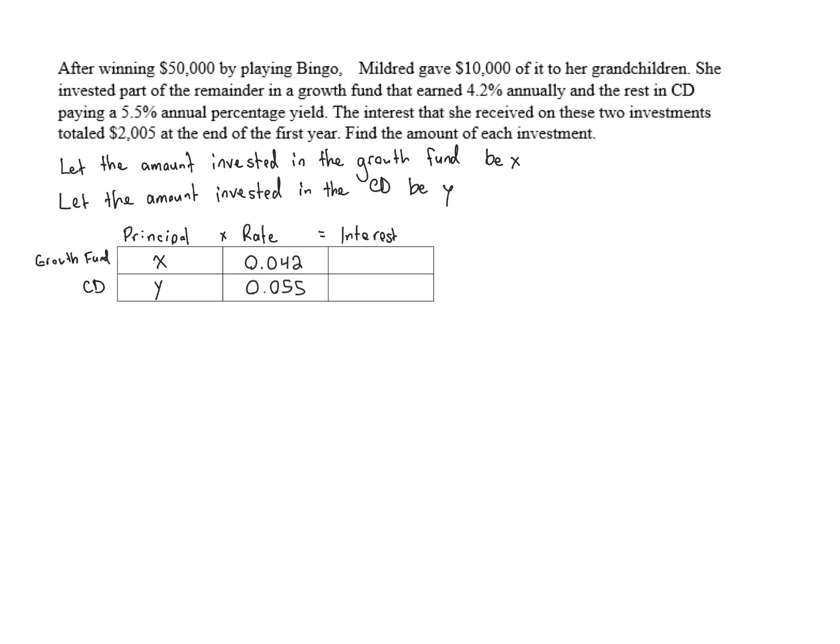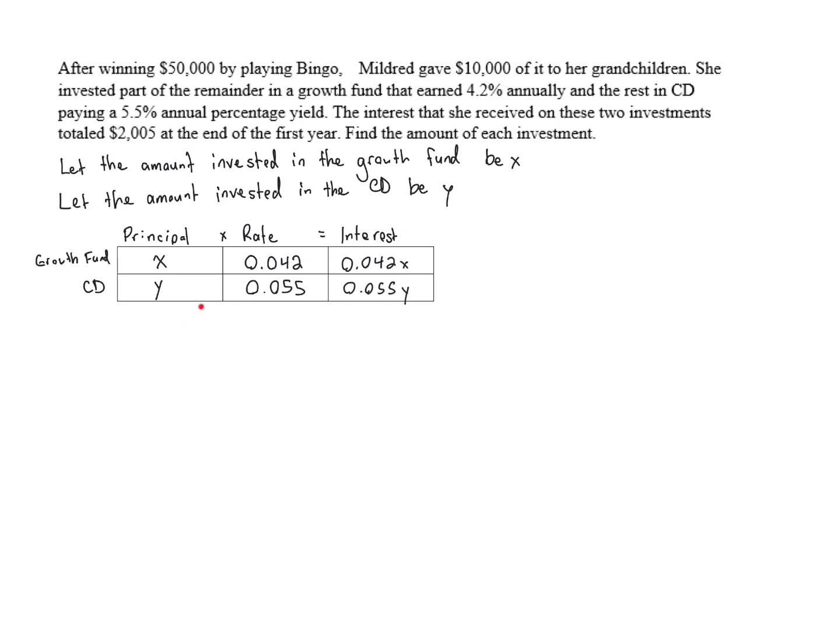Now, for the last column, for the interest column, we need to multiply the entries in the first two rows because when we take the principal times the rate, that's equal to the interest. So for the first row, X times 0.042 is 0.042X. And then for the other one, Y times 0.055 is 0.055Y. Now that we've filled in everything in the table, we have two pieces of information that we need to put on the outside of the table.